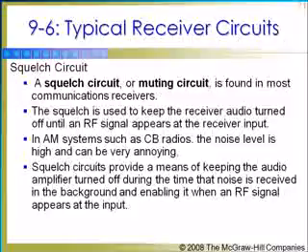It is found in most communication receivers and it is used to keep the receiver audio turned off until an RF signal appears at the receiver input. While in AM systems such as CB radios, the noise level is high and can be very annoying. So squelch circuits provide a means of keeping the audio amplifier turned off during the time that noise is received in the background and enabling it when an RF signal appears at the input.